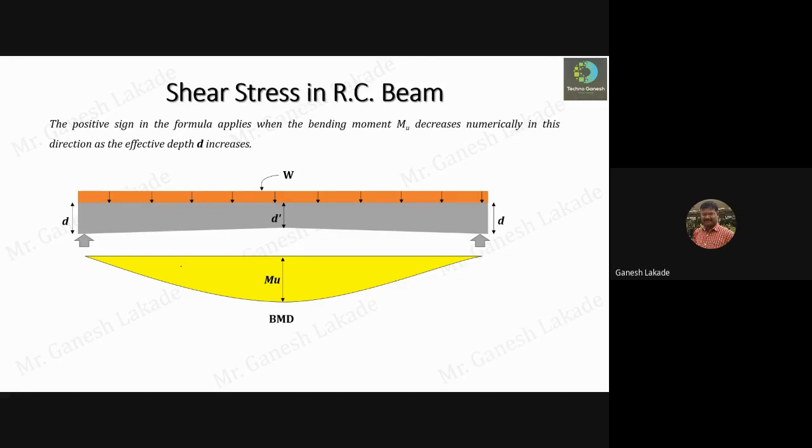बघा असं एमसीक्यू असू शकते बरं का, एक्झाम मध्ये असं एमसीक्यू असू शकतो. So which sign we have to use here? Positive or negative? पॉझिटिव्ह. का? बेंडिंग मुवमेंट डिक्रीज होते, त्याच डिरेक्शनला इफेक्टिव्ह डेप्थ इन्क्रीज होते.